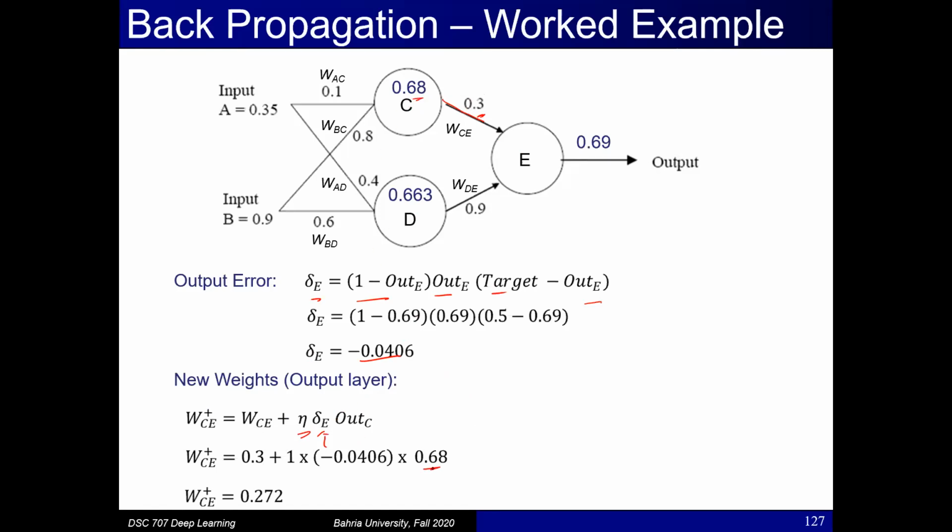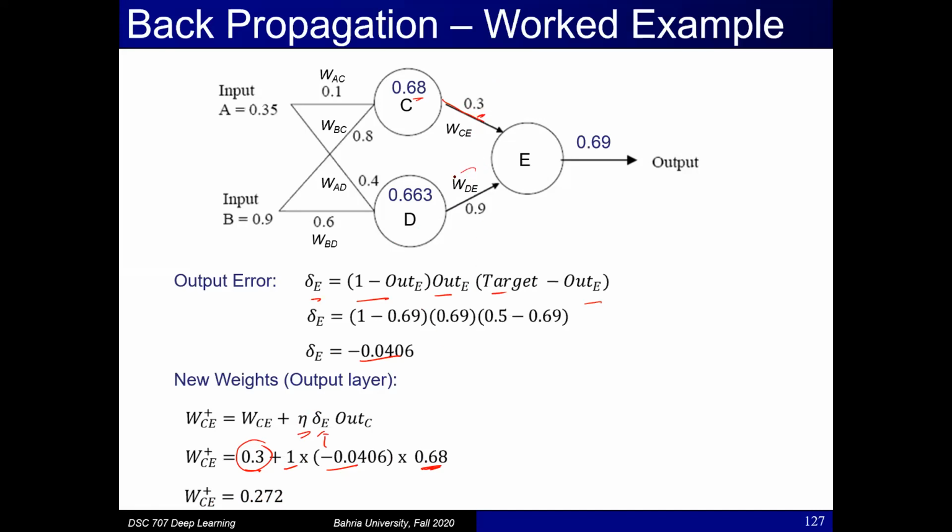So you multiply it with 0.68. You have 0.3, which was the old value, the learning rate, the error, and the output of C. You get a new value for this weight, which is 0.27. So you see now the weights are changing. Someone was asking how weights are changed; now you can witness the weight being changed. The previous value was 0.3, the new value is 0.27. So some change is going on.